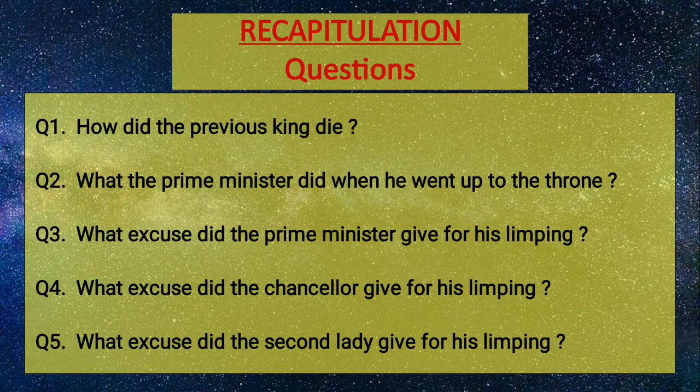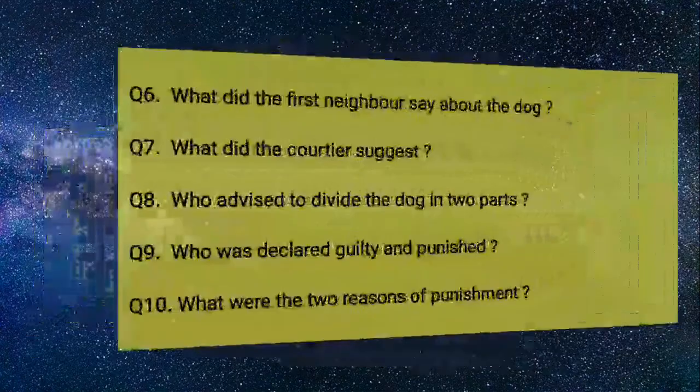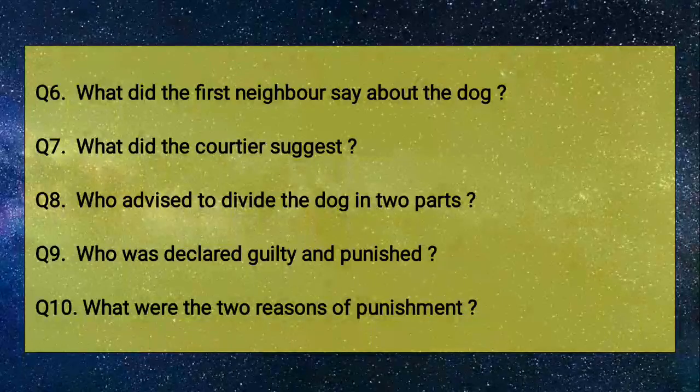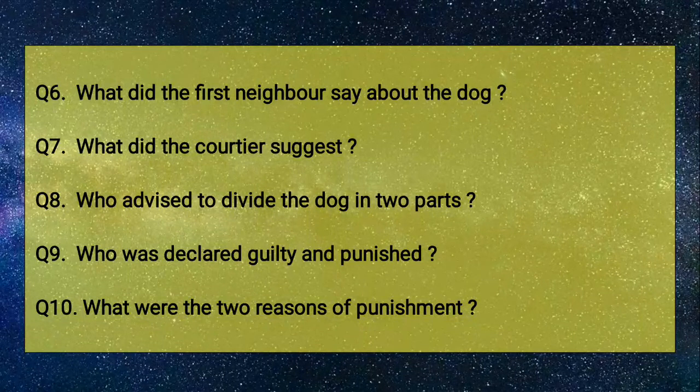Next question, what excuse did the Prime Minister give for his limping? Next, what excuse did the Chancellor give for his limping? And next question is, what excuse did the second lady give for her limping? Next, what did the first neighbor say about the dog? What did the courtier suggest?